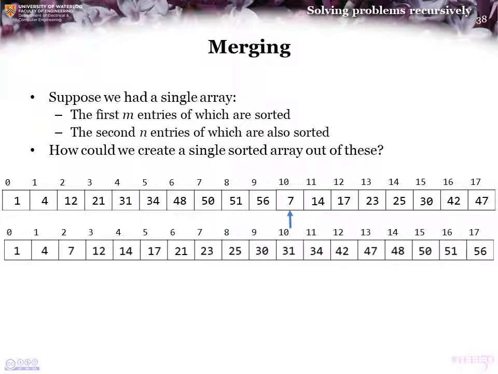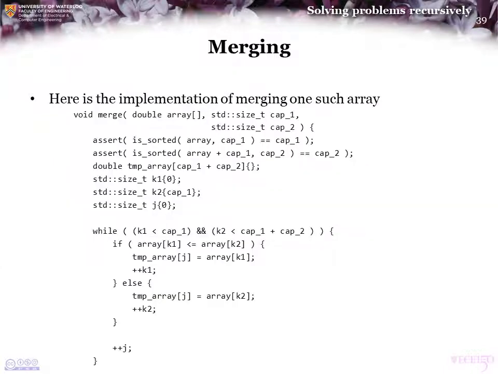And now we are finished. We have created a single sorted list from an array that was previously split into two sorted lists. Now here's the implementation of merging such an array where the first half is sorted and the second half is sorted, and we'd like to merge it into a single array that is sorted.